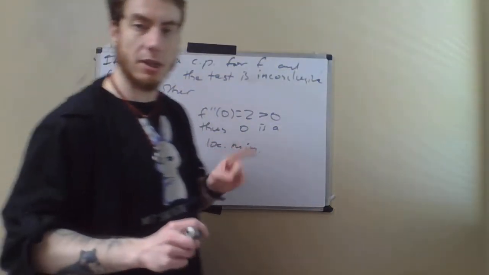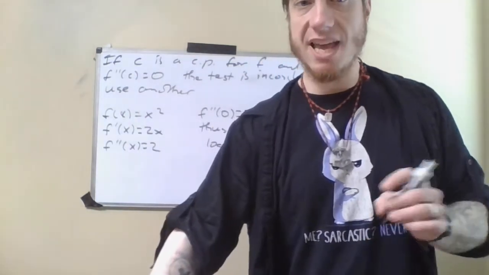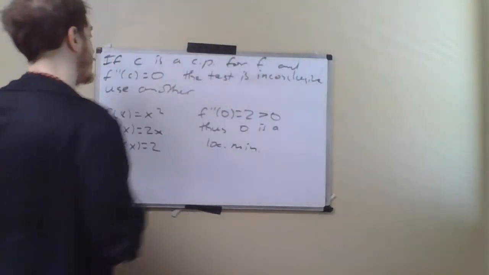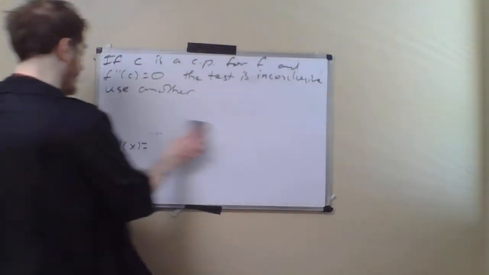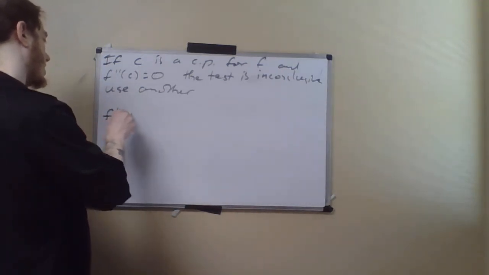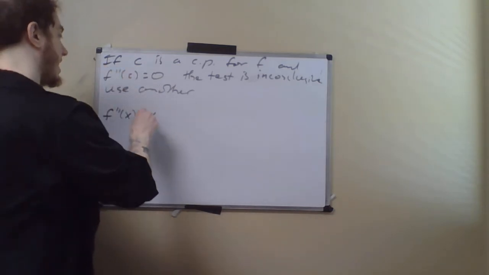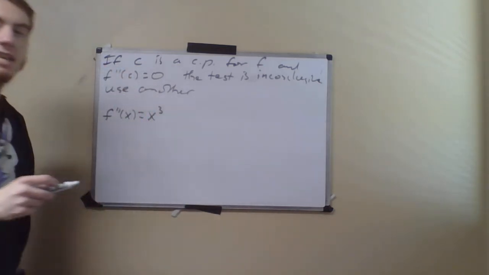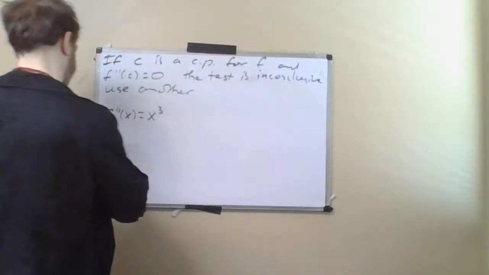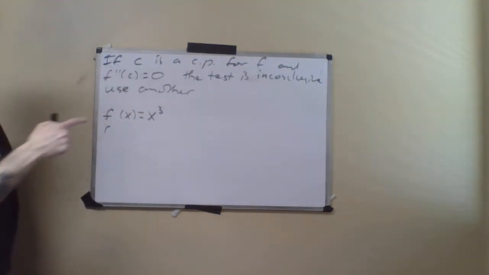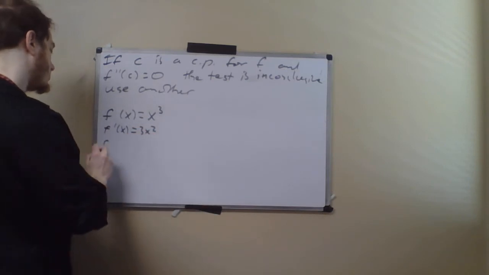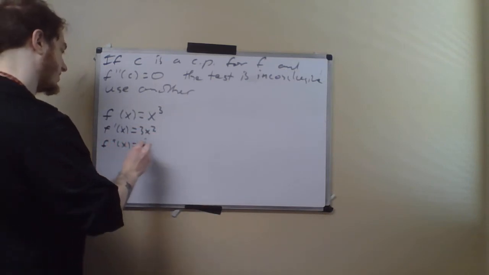Now, here's the problem. Like I said, you get these situations where the second derivative could be equal to 0, and then this whole test fails. So here is an example where it fails. What if f of x were x cubed? Then f prime of x is going to be equal to 3x squared, which means f double prime of x is going to equal 6x.